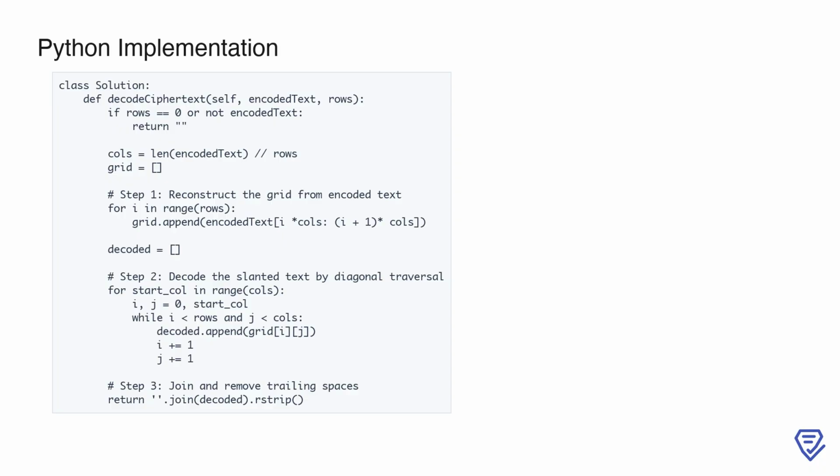4. Final cleanup. After collecting all characters from the diagonal traversal, the decoded list is joined into a string. The rstrip method removes trailing spaces from the resulting string, as they are not part of the original plaintext. 5. Output. The method returns the cleaned up plaintext string as the final output. This solution efficiently reconstructs the plaintext with a time complexity of approximately O(n), where n is the length of the encoded text. The diagonal traversal ensures all characters are correctly decoded, and the use of rstrip ensures the output is properly formatted without trailing spaces.